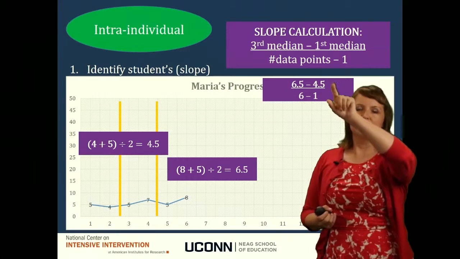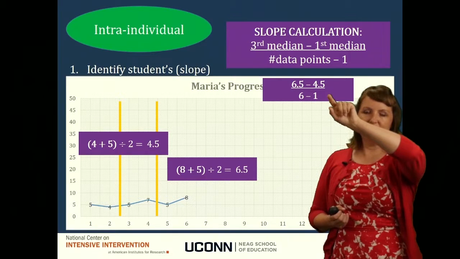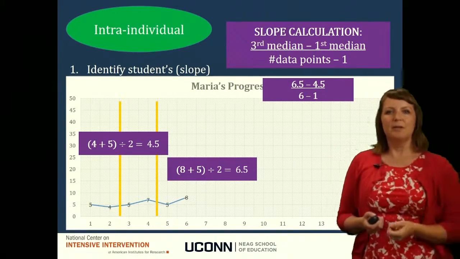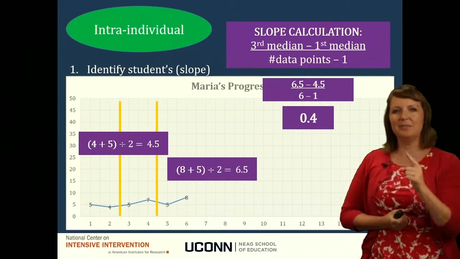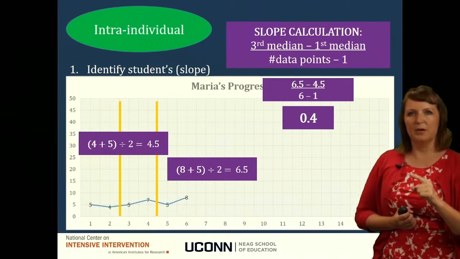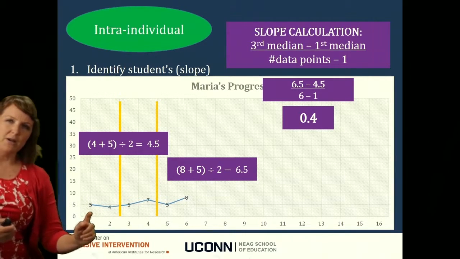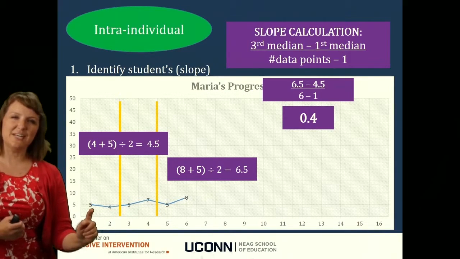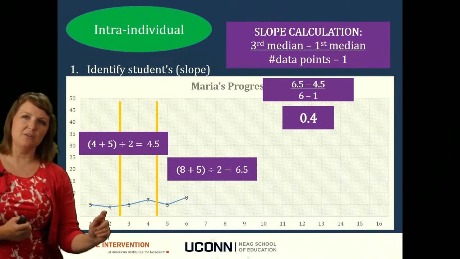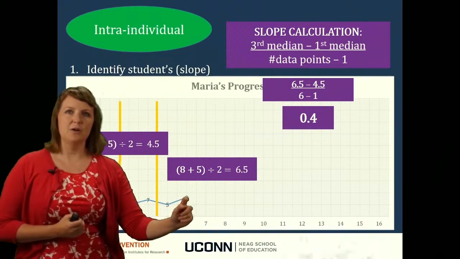So I go back here. I did 6 and 5/10 minus 4 and 5/10, ends up with 2. And then I divide that by 5. And when I do 2 divided by 5, I end up with 4/10. So that is Maria's slope. So I can say from week 1 to week 6, Maria is gaining 4/10 of a digit per week. She kind of goes down, but on average, she's gaining 4/10 of a digit per week.